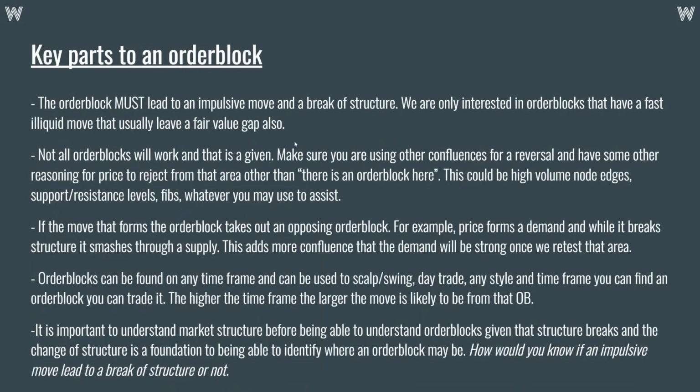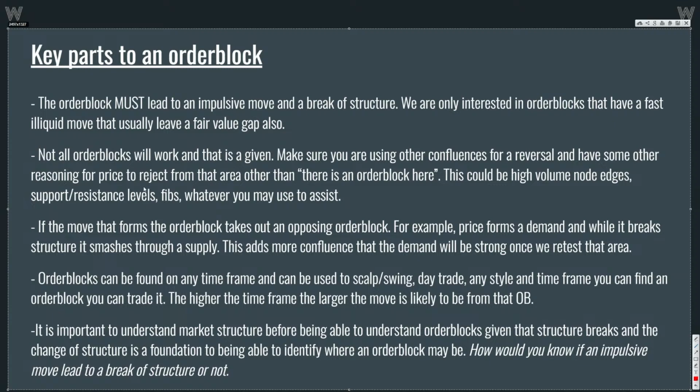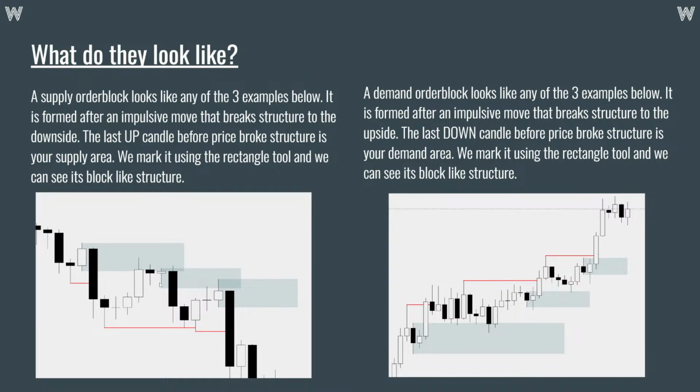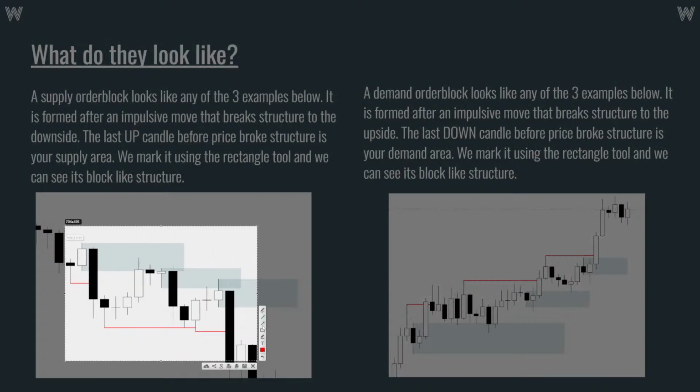Quick run through on key parts of the order block again before we move on. An order block must lead to an impulsive move and a break of structure. We are only interested in order blocks that have a fast illiquid move that usually leaves a fair value gap also. So usually when we get these fast illiquid moves, we also see a fair value gap formed. This imbalance here is an FVG, and again here there's a fair value gap.